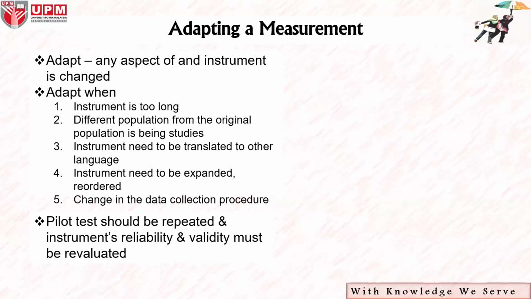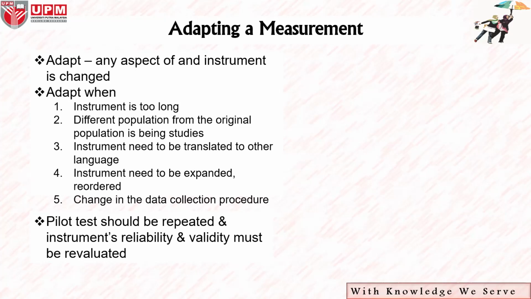Then, a different population from the original population being studied. It means that in adopt you cannot even change your respondents. If the original author conducted the study among teachers, then your study also needs to be conducted among teachers so that you can use adopt. But if you change your respondents to those working in manufacturing, then adaptation has already happened. Even if you do not change anything in the instrument but you change the respondents, that is already considered adapt.